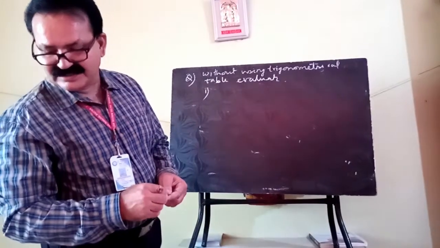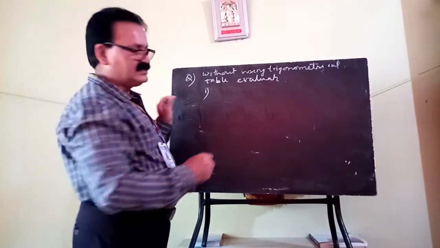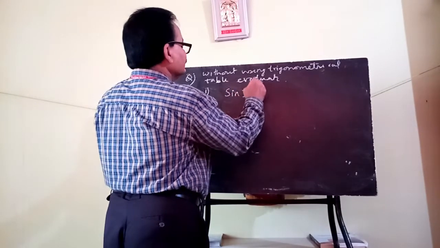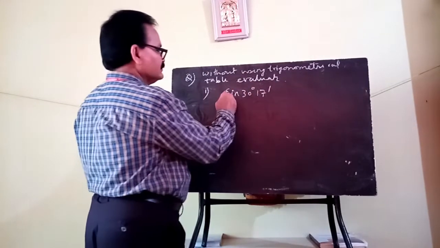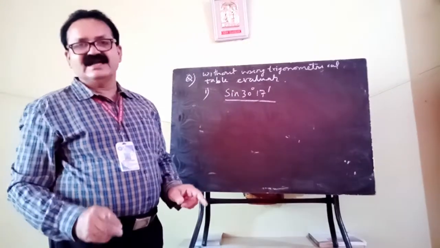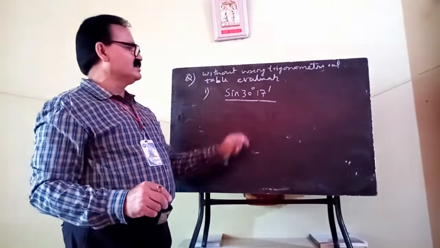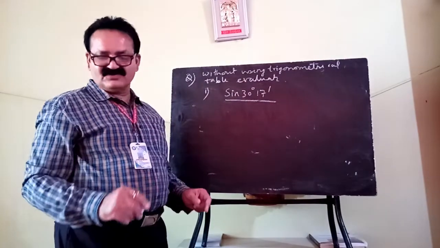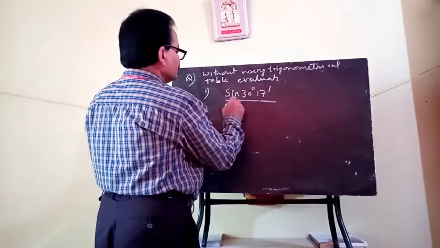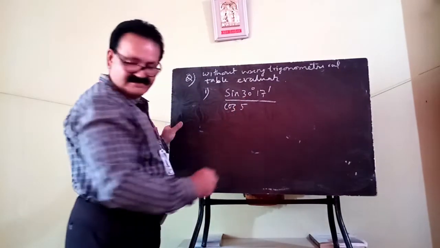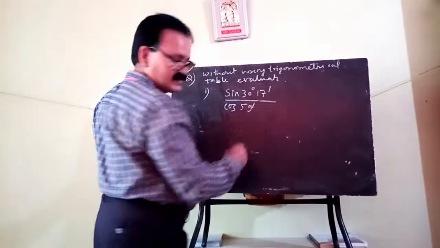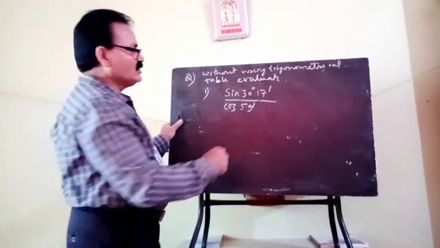Suppose your question is sin 30 degree 17 minute. This is your minute, this is your degree, and the relation between minute and degree is 60 minute is 1 degree. Okay, and cos 59 degree 43 minute.